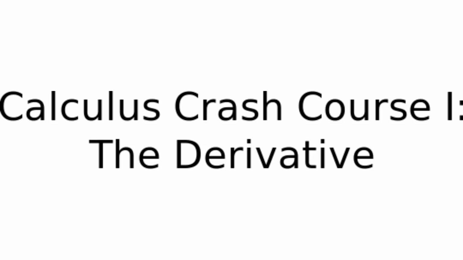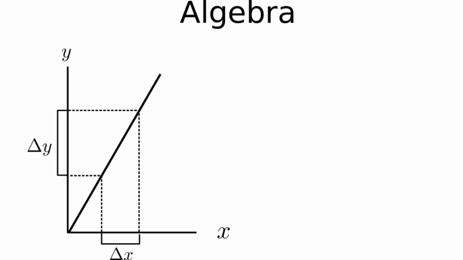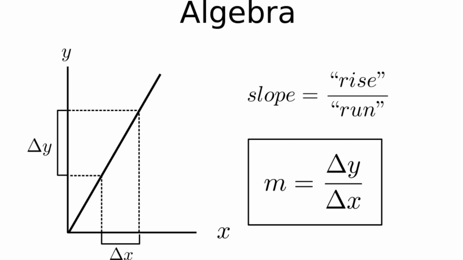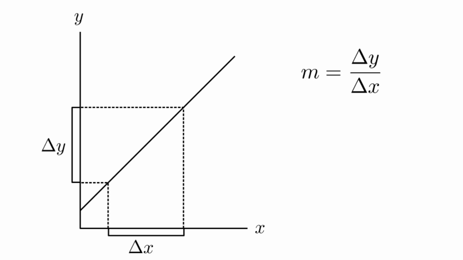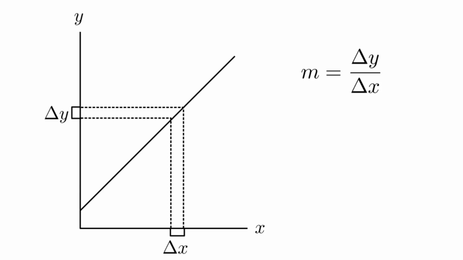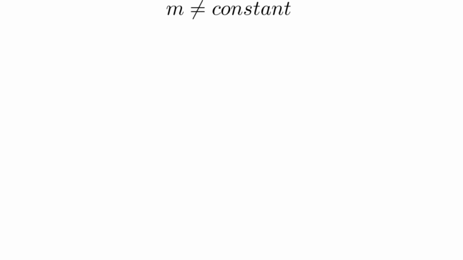We know from algebra that the slope of a line is given by the rise over the run, or the change in y divided by the change in x. For a linear function, this does not depend on which 2 points you look at, so it is a constant. But what if we have a function whose slope between 2 points is not constant, for example, a parabola?